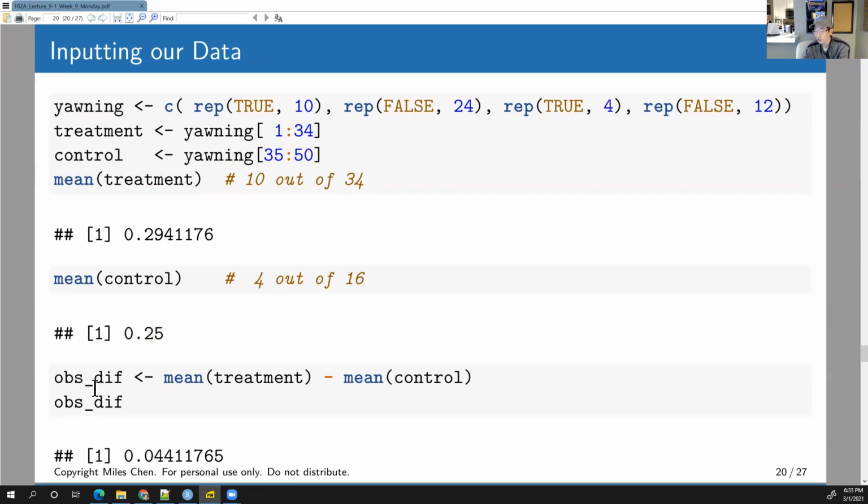Right? And the observed difference I have between proportions is going to be the mean of the treatment, 0.294, minus the mean of the control, 0.25. 0.294 minus 0.25 will give me an observed difference of 0.044. Okay, so we have a difference of around 4.4 percentage points between the treatment group and the control group. All right, is that okay? Just getting the data into R by using these logical vectors here.